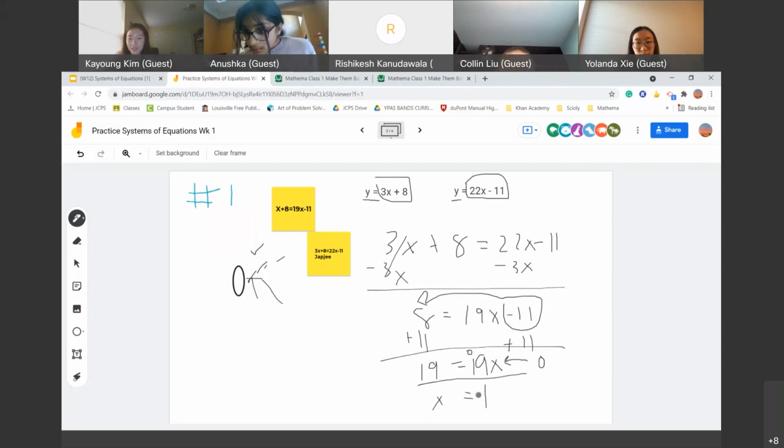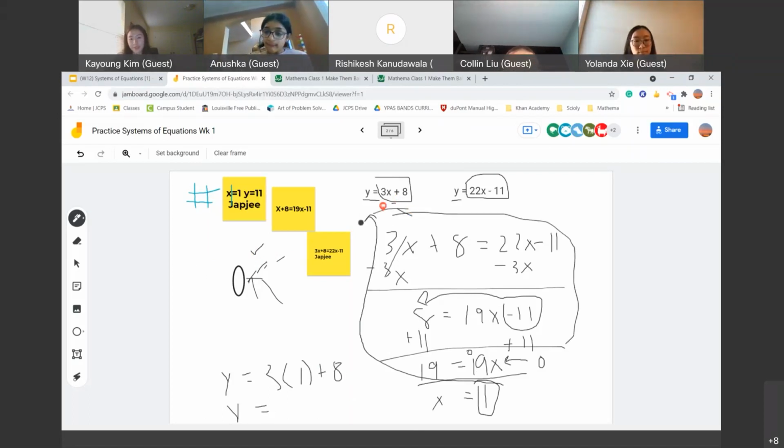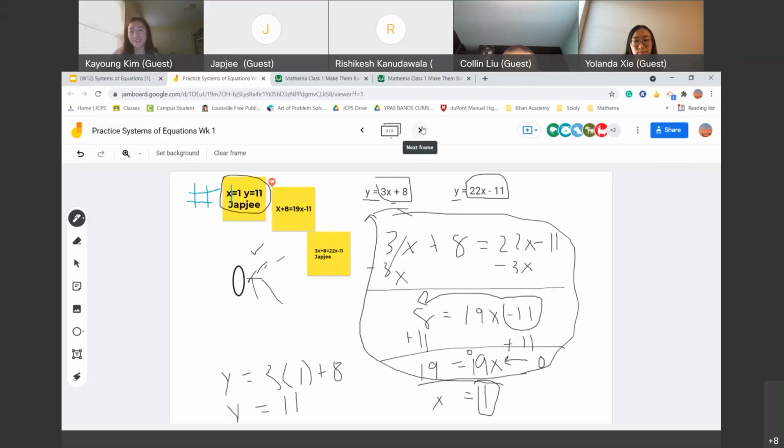Okay, great job. Now, plug this back into the original equations. So let's just do this first one. Y equals 3 times 1 plus 8. What does y equal? Somebody tell me. Ooh, I see one on a sticky note. Anybody want to say it out loud? Y equals 11. Yeah, great job. So this is the correct answer. Kudos to this person for helping us through this entire problem.